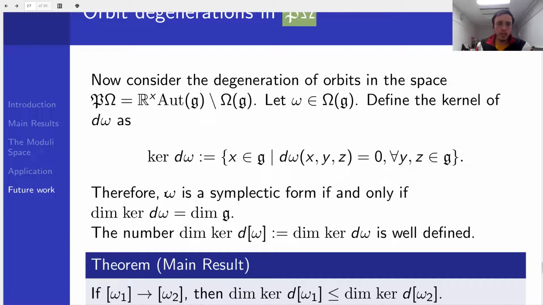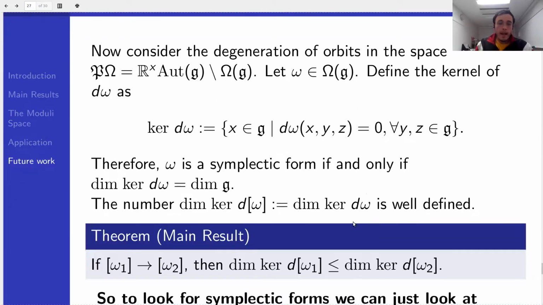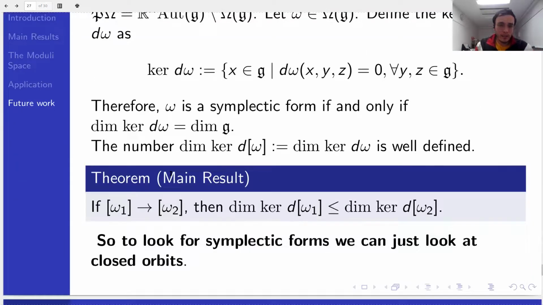So what I'm saying is that, for example, this omega is symplectic if and only if the dimension of the kernel is equal to the dimension of G. So this kernel is well defined on the orbits, of course. And then you can show, well, here's not the main result, but it's just a result, that if one orbit degenerates into another, then the dimension of this kernel cannot be bigger.